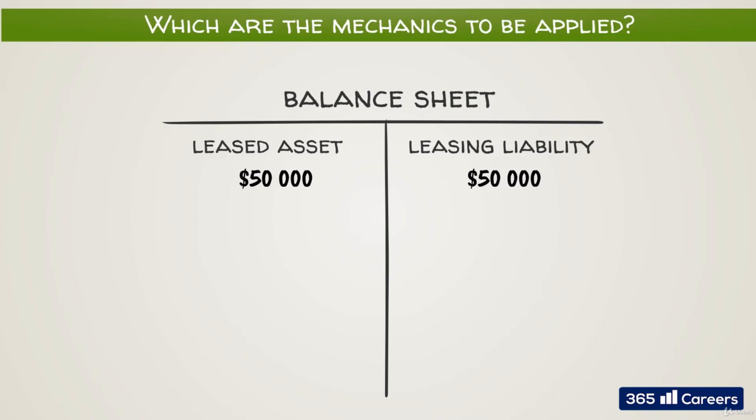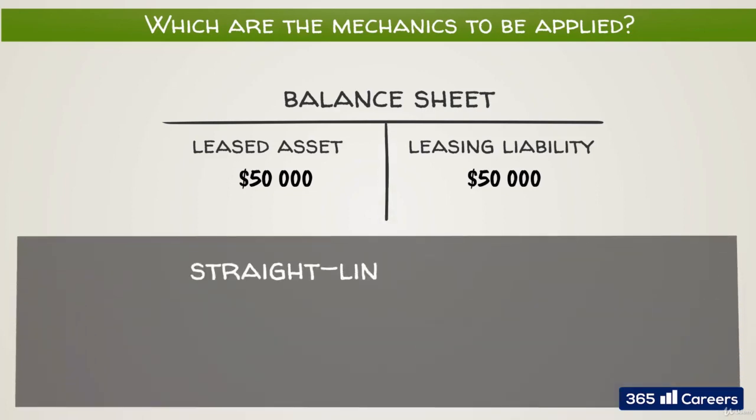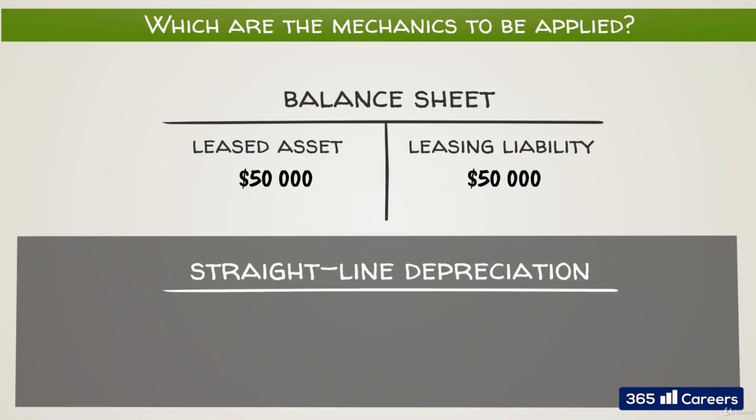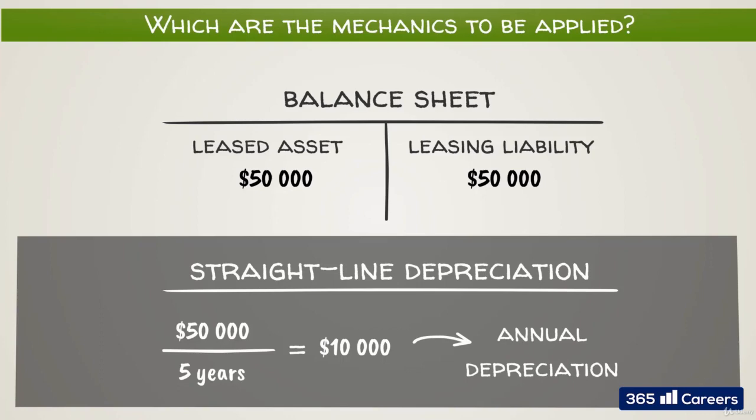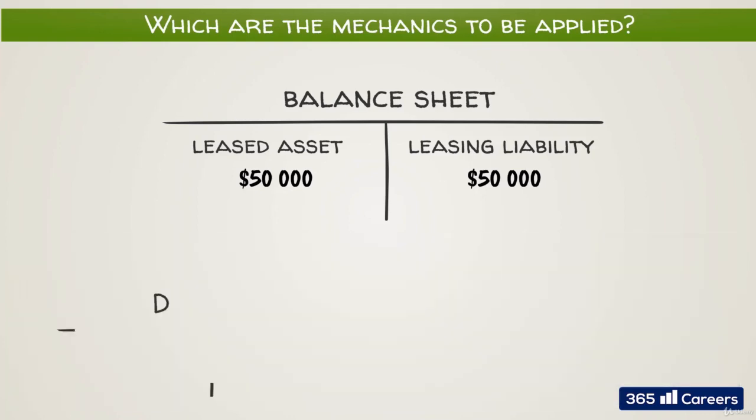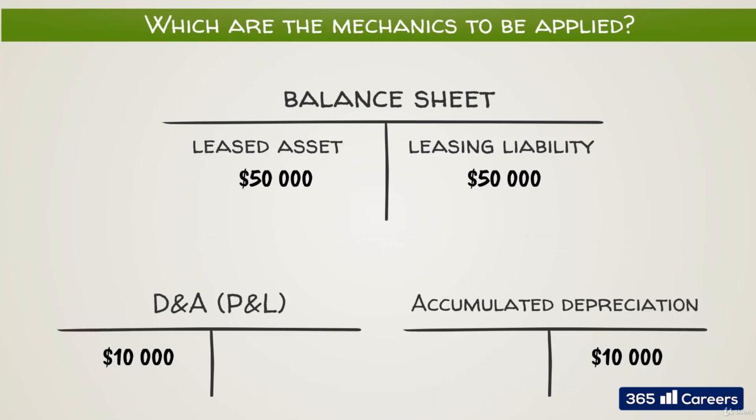Right. Let's calculate how the asset will depreciate annually. We'll use the straight-line depreciation method. The asset has a 5-year useful life and a face value of $50,000. Therefore, we will have $50,000 divided by 5, resulting in an annual depreciation of $10,000. The accounting entries for depreciation would be debit D&A for $10,000, which is a P&L account, and credit accumulated depreciation, a balance sheet account, for the same amount.